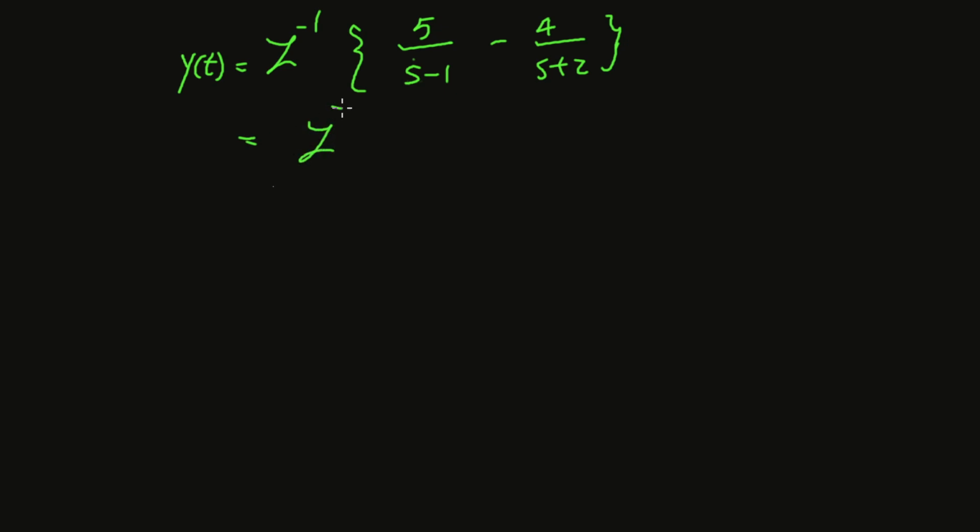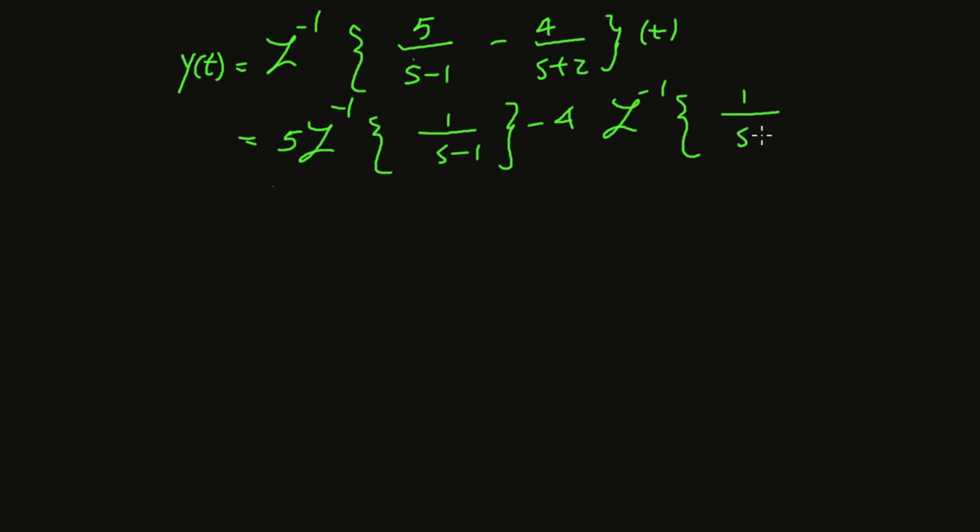Alright, so now you see y of t, we're using the inverse Laplace transform of 5 over s minus 1 minus 4 over s plus 2, and with linearity, of course, and of course this is on t, right? It's going to be 5 times the inverse transform of 1 over s minus 1, minus 4 times the inverse transform of 1 over s plus 2, and of course the other one on t.